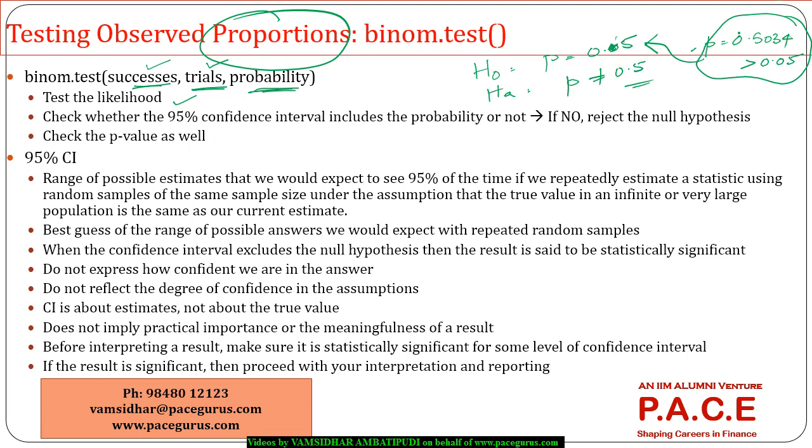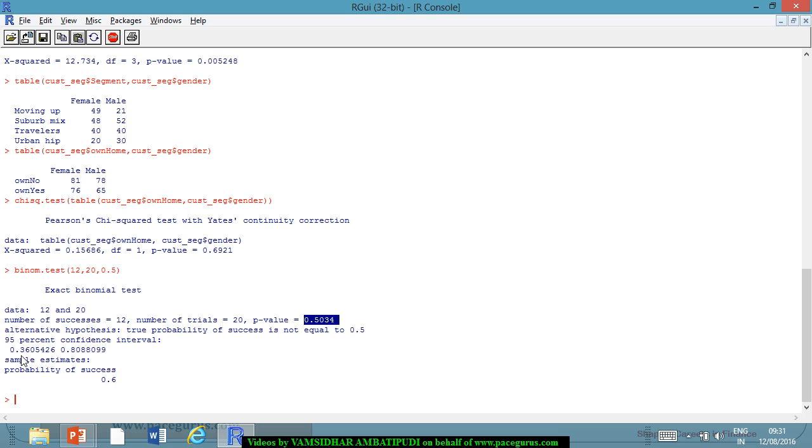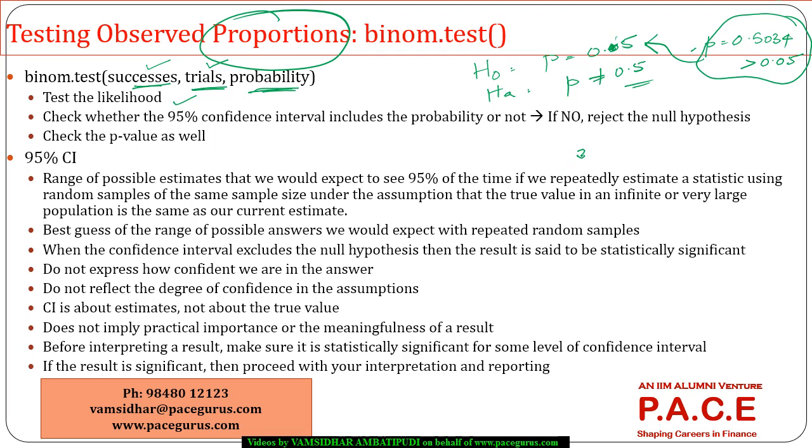I am also checking the 95% confidence interval. It is showing 36% to 80%. So there is a chance that the probability of success will be anywhere between 36% and 80%. Now 50% is within this interval, so that's where we go with the null hypothesis. But if we were talking of 20% as the probability of success, then I would probably have got a p-value less than 0.05, and I would have rejected the null hypothesis.